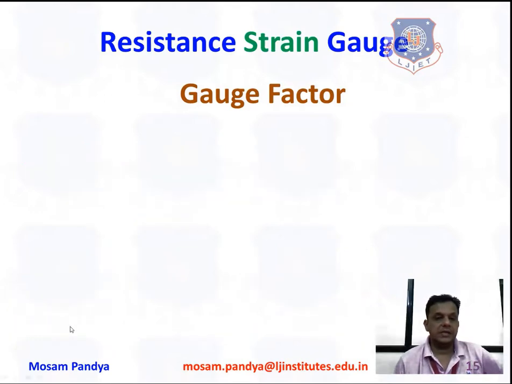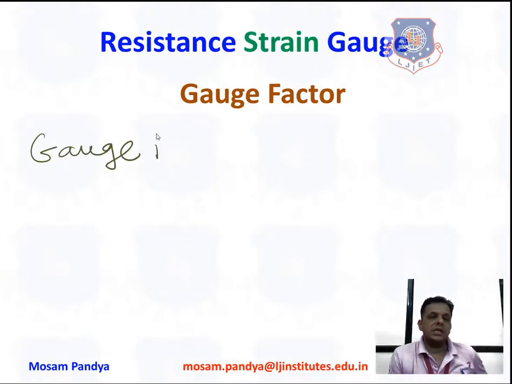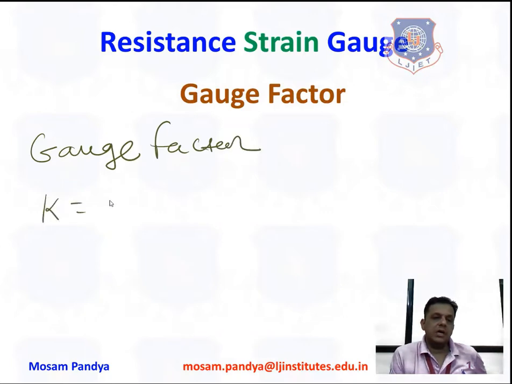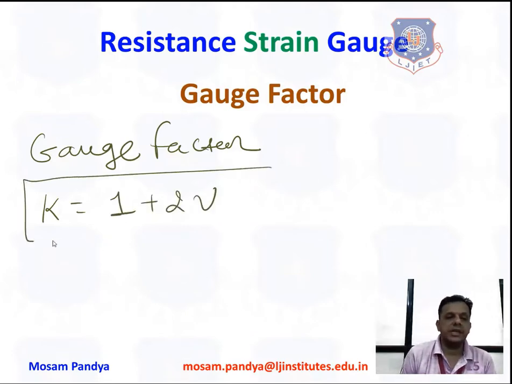So let us summarize the equation for today's session. We'll close today's session. Finally, gauge factor K is equal to 1 plus 2 mu, where mu is Poisson's ratio.